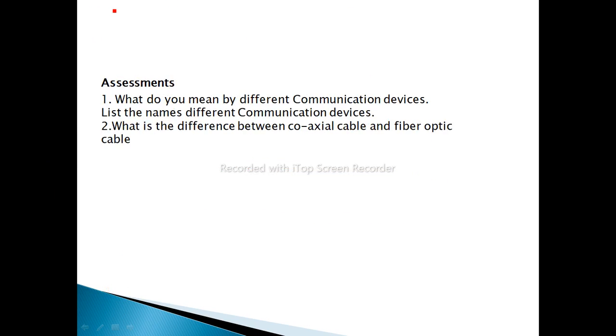Now there are some questions you should know after knowing all this, like what do you mean by communication device? List the different communication devices. What is the difference between coaxial and fiber optic cable?